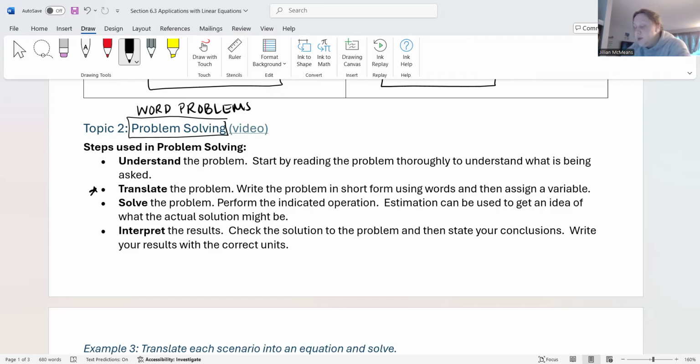Okay. So perform the indicated operation. Estimation can be used to get an idea of what the actual solution might be. Now, for us, it's a bit more than just performing an indicated operation. For us, it's more like solve the actual equation.